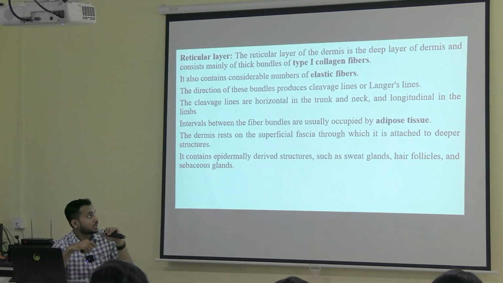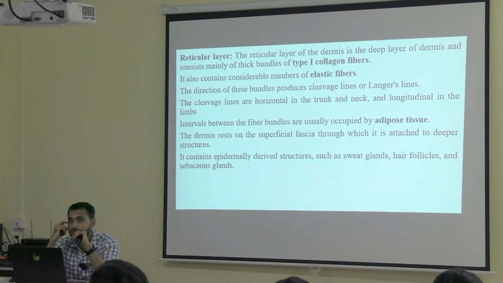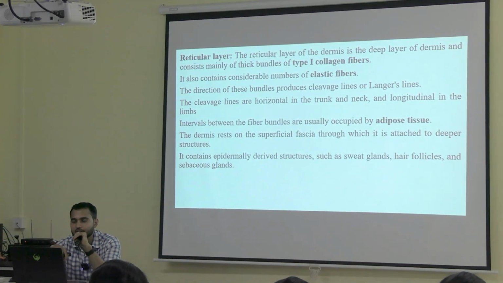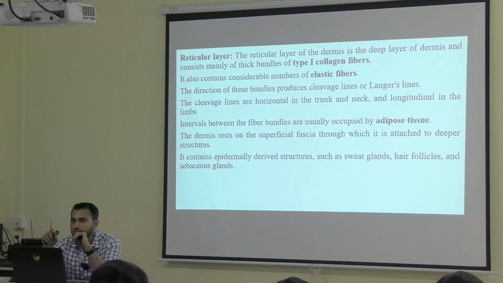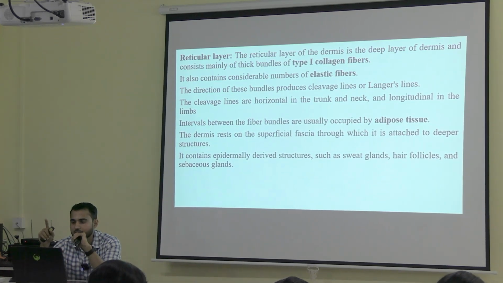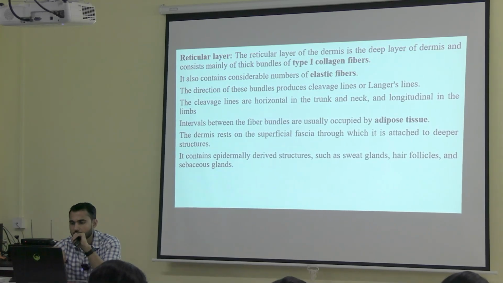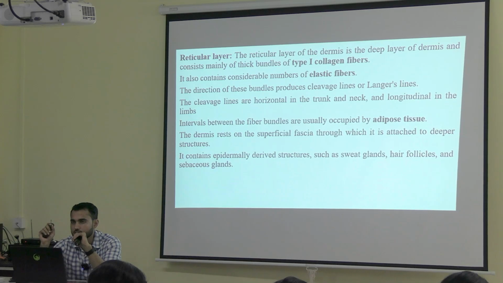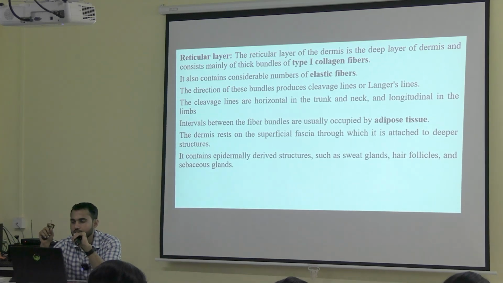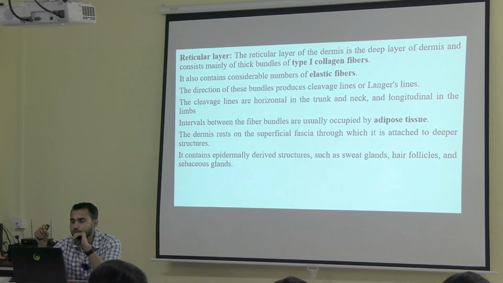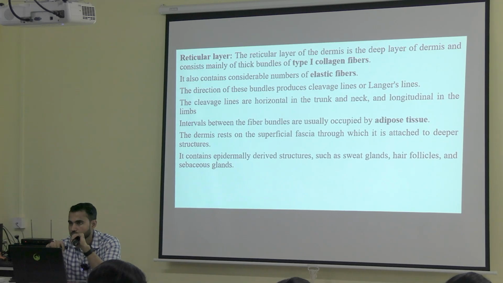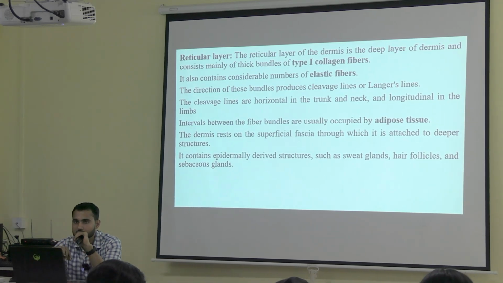Next is the reticular layer. As the name suggests, here you will be getting different types of fibers. Mainly thick bundles of type 1 collagen fibers are there. Along with that, some amount of elastic fibers are also present. Now the direction of the bundles of collagen fibers in the reticular layer produces the Langer's lines. I hope you have studied about the Langer's lines.